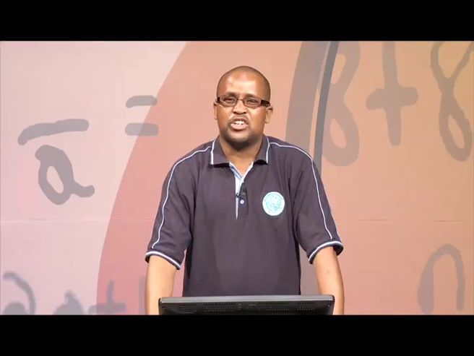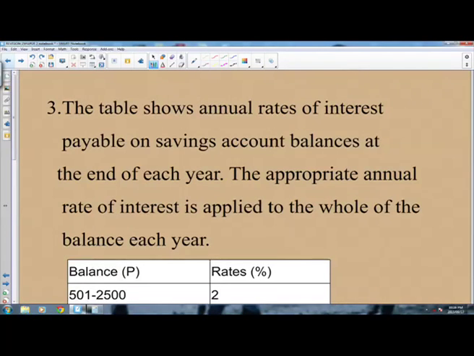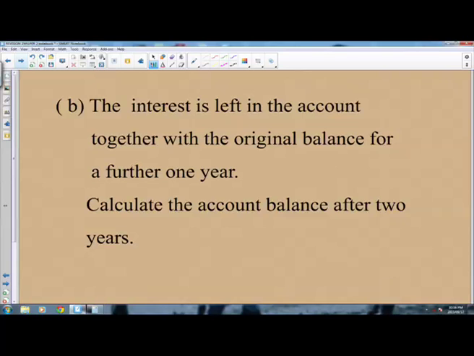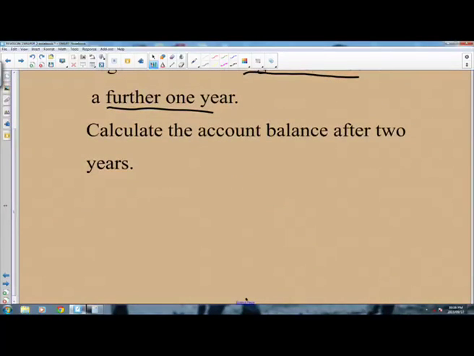We are revising mathematics paper 2, which is a structured paper in which you are allowed to use your calculator. So make sure that you use your calculator. And then we are at part B of question number 3. And part B says the interest is left in the account together with the original balance. So this is left in the account together with the original balance for a further 1 year. Calculate the account balance after 2 years. So you are expected to find the account balance after 2 years.